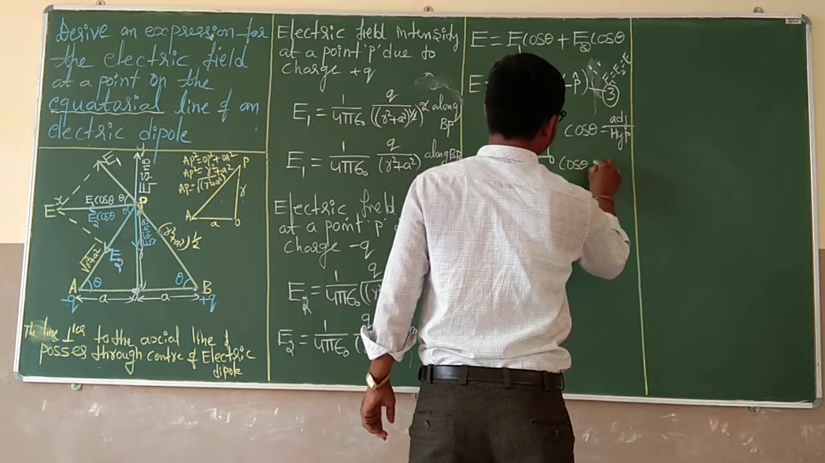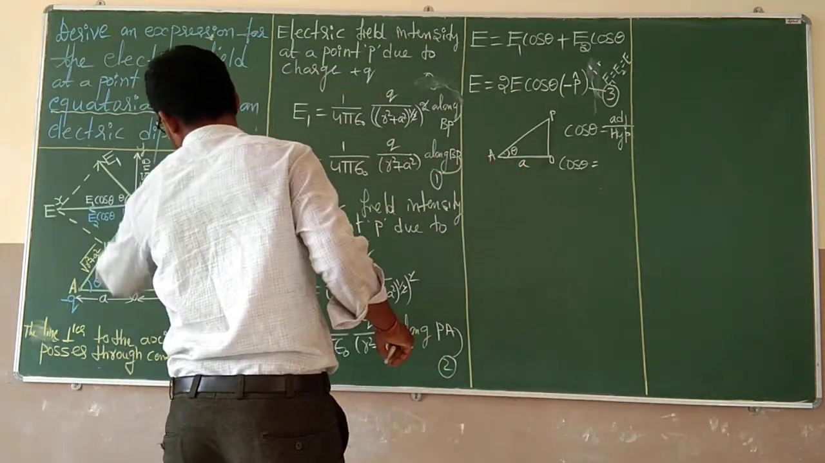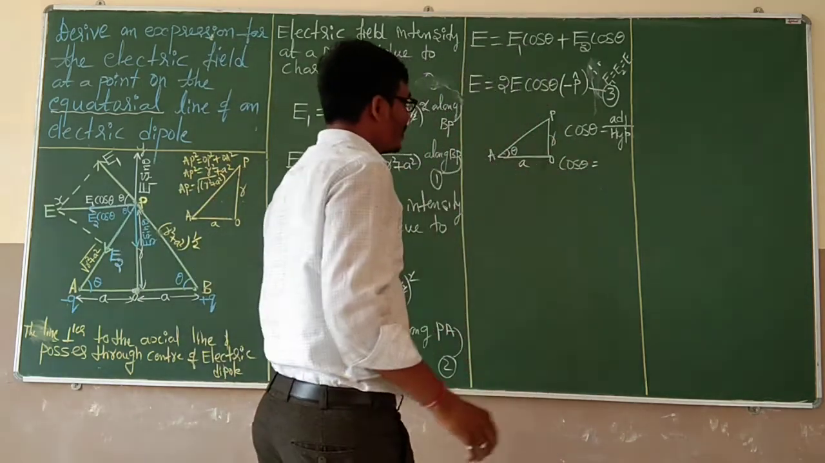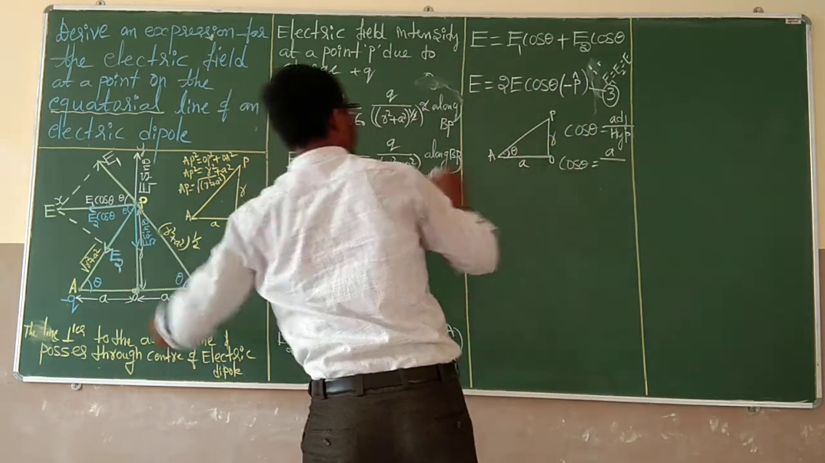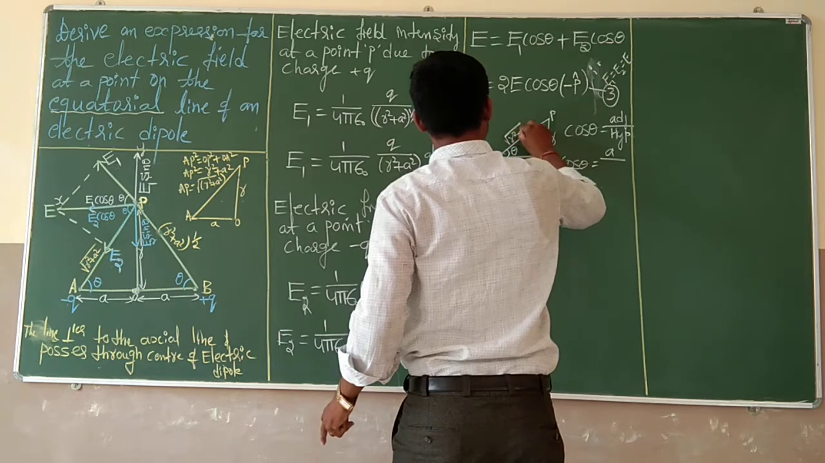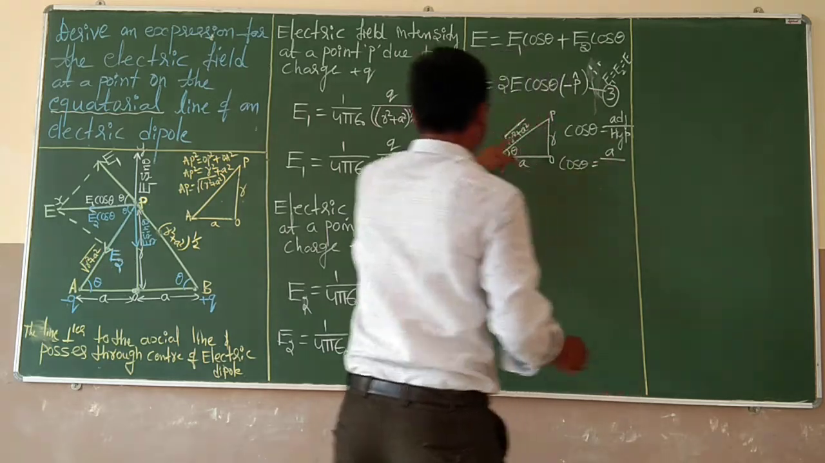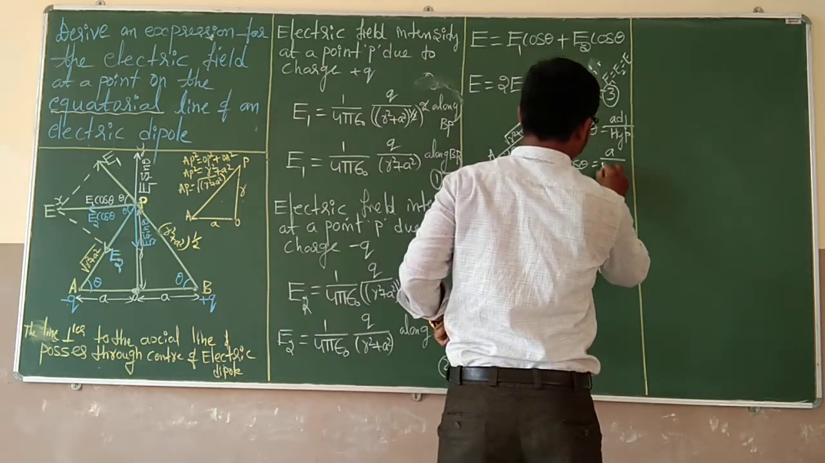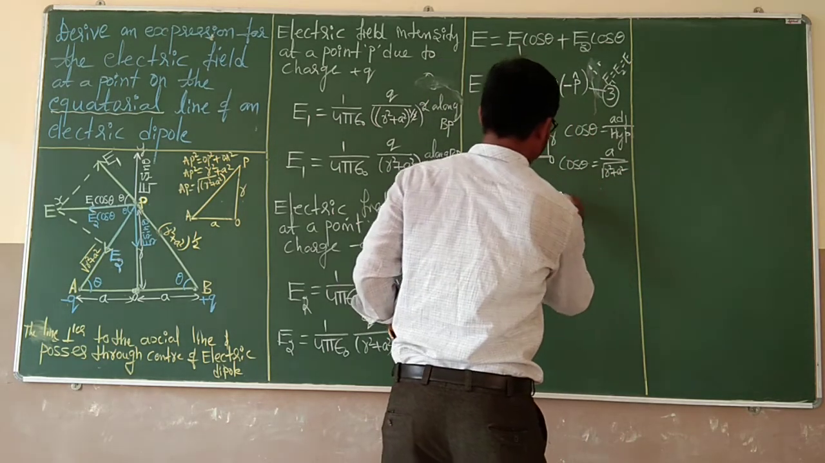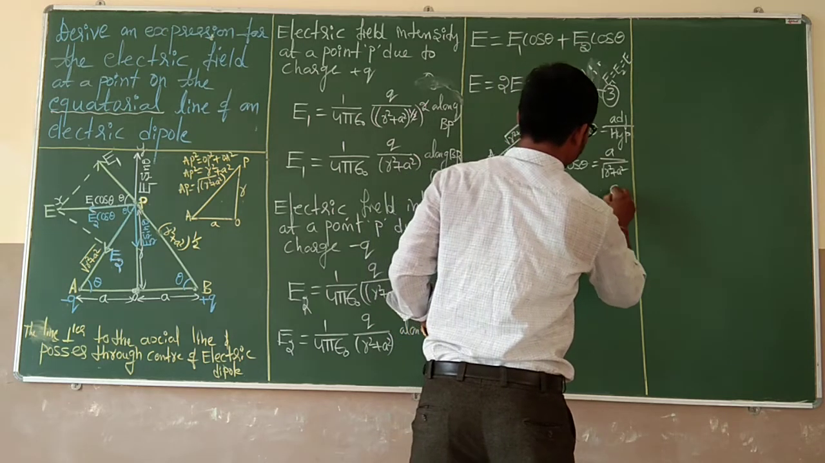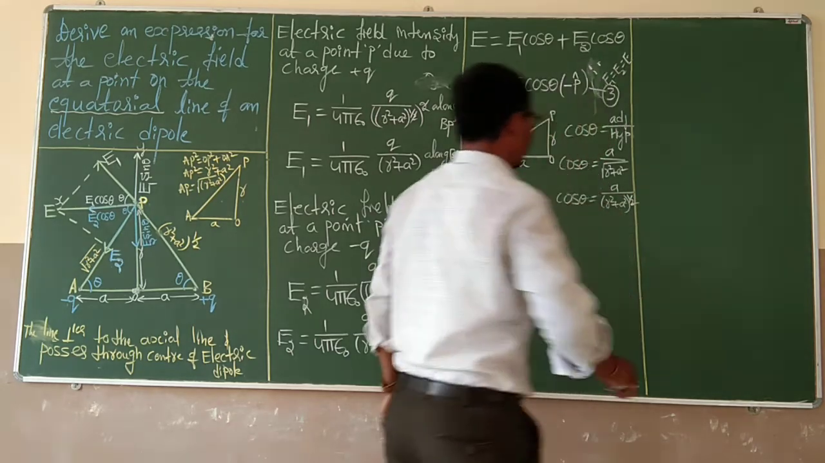Then cos theta is equal to, here we have OE as A and OP as R. The adjacent side is A, and the hypotenuse we know is the square root of R square plus A square. So cos theta is A divided by the square root of R square plus A square. We can also write this as cos theta is equal to A divided by (R square plus A square) whole to the power 1 by 2.